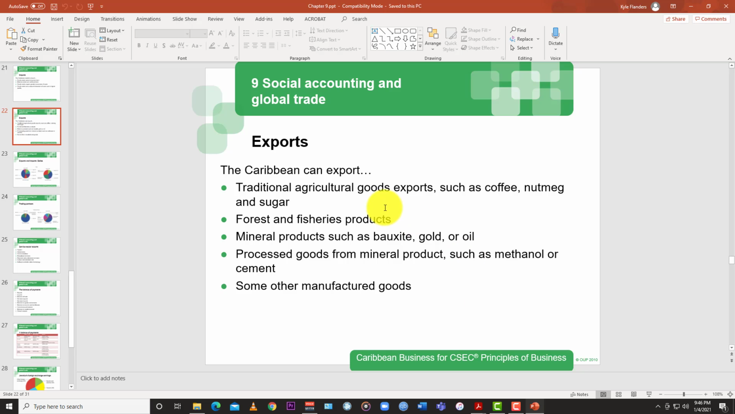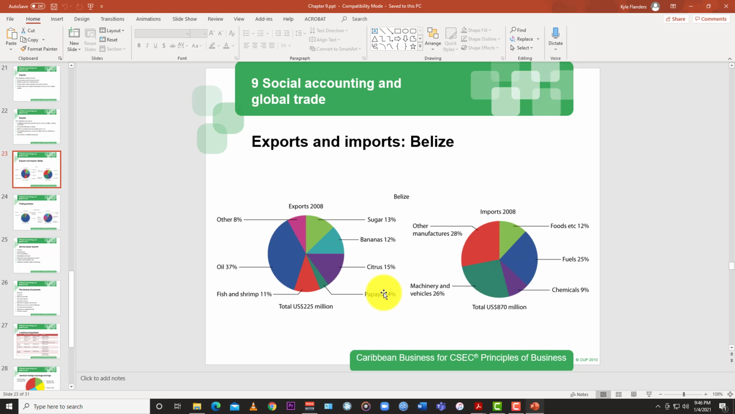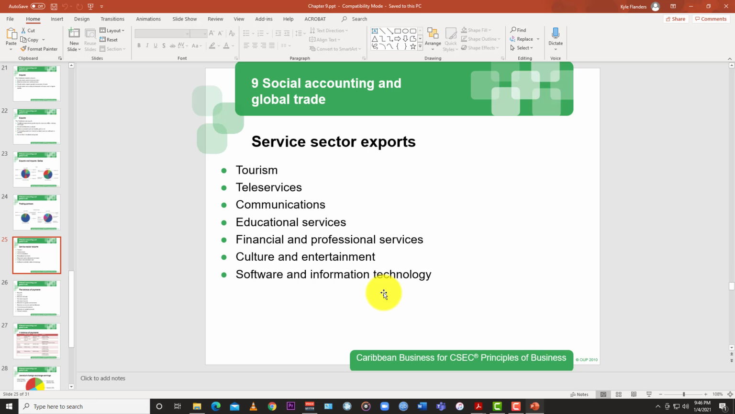And then reasons why we export, so the other country is going to buy it from us. Traditional agricultural goods exports such as coffee, nutmeg, and sugar. From our days of slavery, we were basically the food basket in a sense for Europe and places like that. We would export sugar and those kinds of things because our tropical climate allows for those things to be grown here. Then you have forest and fishery products, mineral produce such as bauxite, gold, or oil, processed goods from mineral products such as methanol or cement, and some other manufacturing goods. So those are other things we will export. All those are reasons why we engage in international trade. It benefits everybody in the long run.